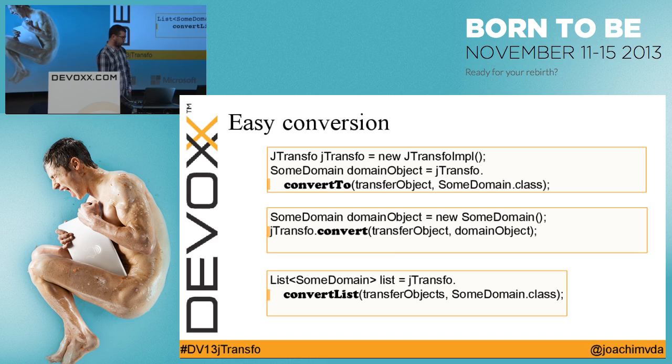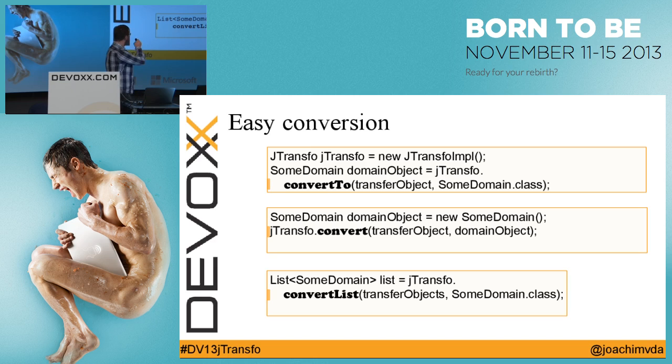So basically, you use a convert-to call to convert an object to a class, and you tell it the class that it needs to be converted to. The system expects that one of the two is a transfer object and the other one is a domain object. Which one, that's up to you to decide. That just determines the way that it copies.